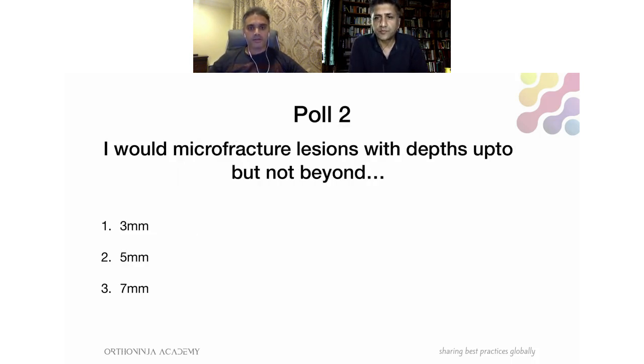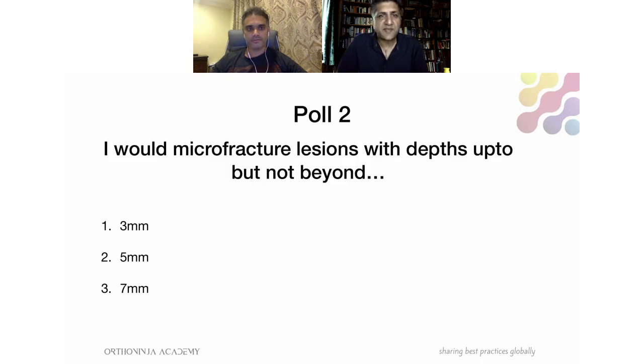Now, here's another slightly technical question, because we all microfracture. We do it day in and day out. At what point do you say, hang on a second, this lesion intraoperatively is not worth microfracturing? I'm just satisfying my cravings here. At what depth do you stop and say this patient needs a bone graft? Is it 3 millimeters, 5 millimeters, or 7 millimeters? And there is evidence to suggest one way or the other with these. Amer, your thoughts?